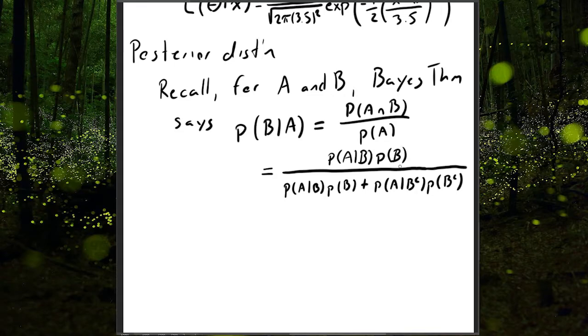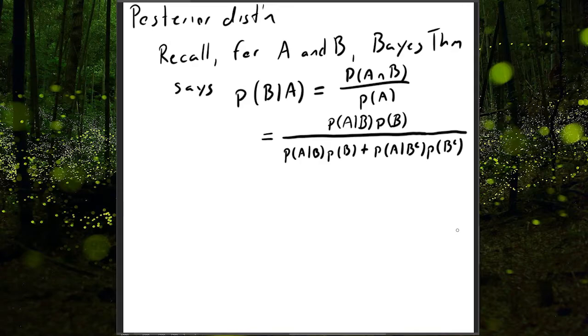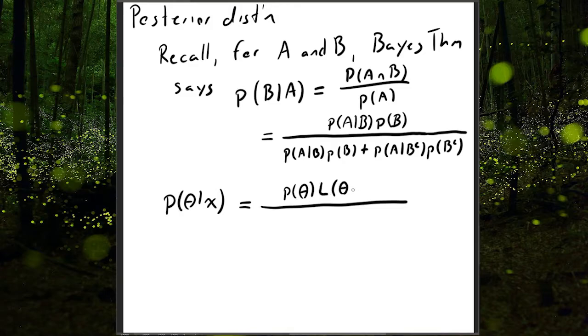Okay, so now that we have Bayes' theorem back, let's take a look at the formula for the posterior distribution for our parameter theta. P of theta given x is going to be equal to P of theta, our prior, times L of theta given x, what our data model says about our parameter theta.